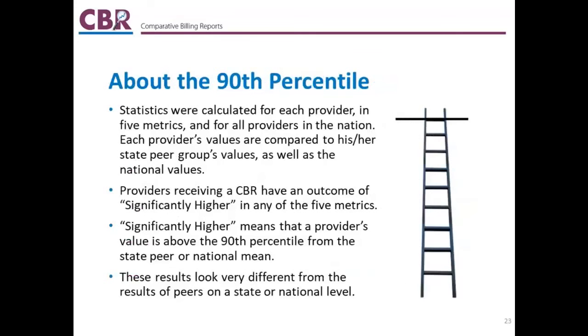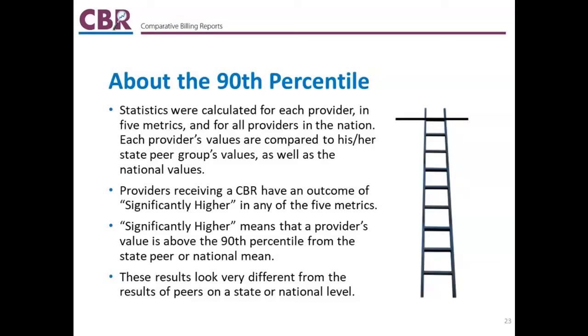Let's discuss what being above the 90th percentile actually means, because it really is important to understand the true meaning so that you can fully understand the meaning of the outcomes listed in your CBR. The other outcomes are relatively self-explanatory, but the significantly higher outcome is a bit more involved than the others. In order to identify the providers who were above the 90th percentiles, we calculated percentiles for all providers for each of the metrics in each comparison group, the peer, state, and nation.